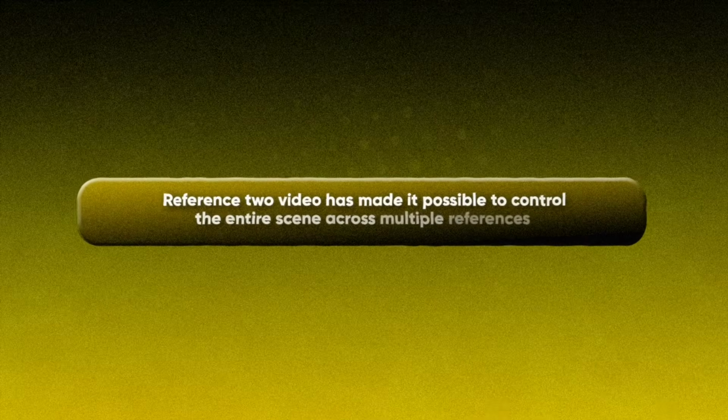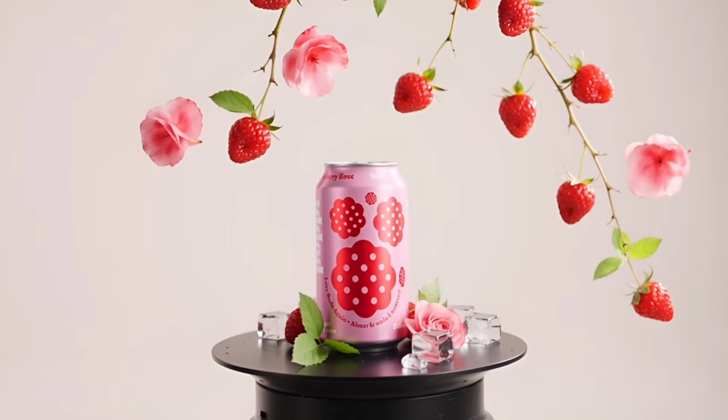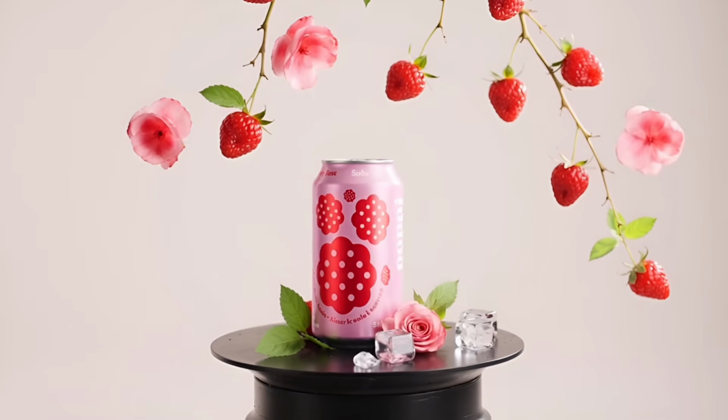Reference to video has made it possible to control the entire scene across multiple references, but I haven't shown you the most powerful part yet. How it handles the things that used to be impossible with AI video. Now let's push this further with something more complex, a product that needs to show multiple angles accurately. I want to showcase a product in a 360-degree rotation in one shot.